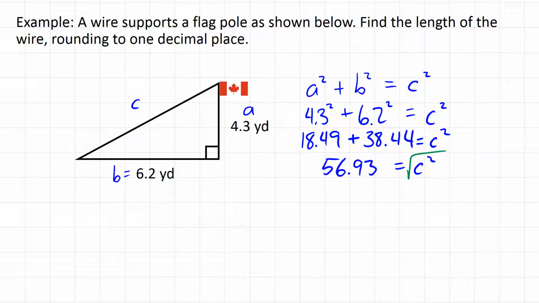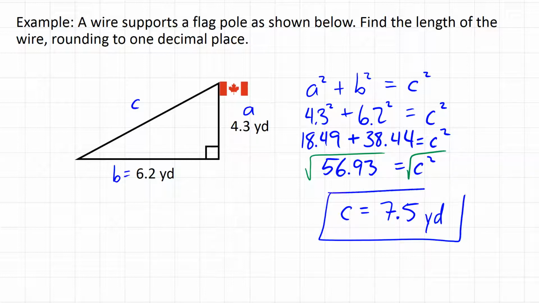And to get rid of that squared, leave me with just c, I have to take the square root. So I find c is equal to 7.5. I'm told to round to 1 decimal place, so it's 7.5 yards. And good, that number makes sense because c should be the longest side. And it's longer than those other two sides, so I'm happy.